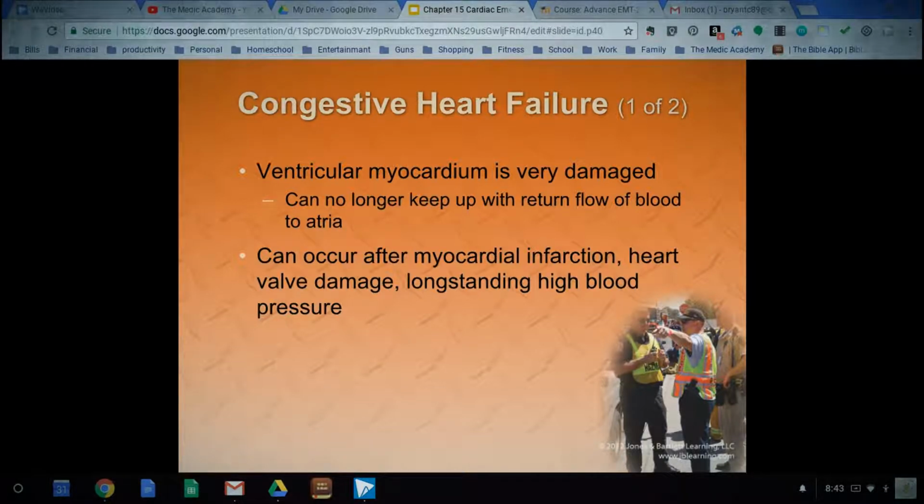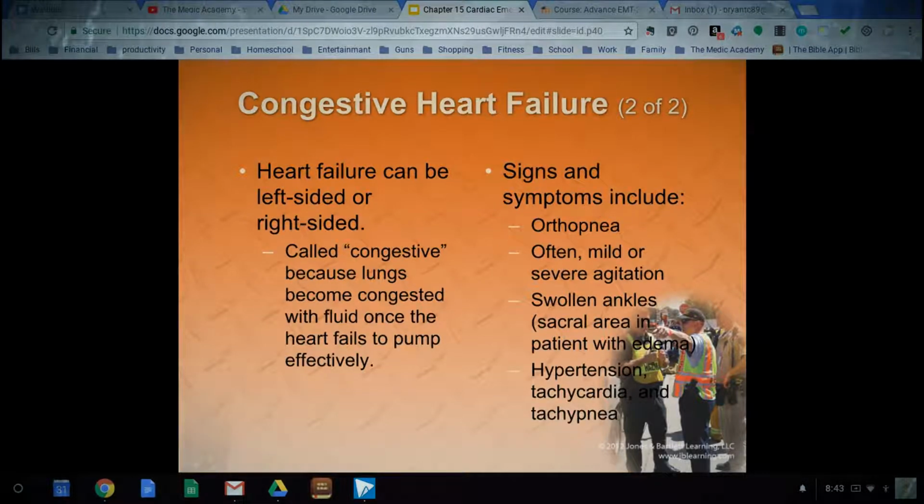With congestive heart failure, the ventricular myocardium is very damaged. So the ventricle can no longer pump blood that's coming to it. And this can occur after MI, heart valve damage, or long-standing high blood pressure. All these things can couple and cause congestive heart failure. Now, this heart failure can either be left-sided or right-sided. It's called congested because the lungs become congested with fluid once the heart fails to pump efficiently.